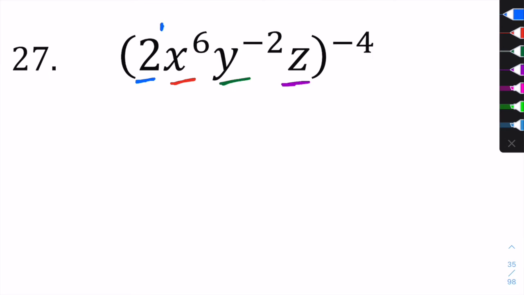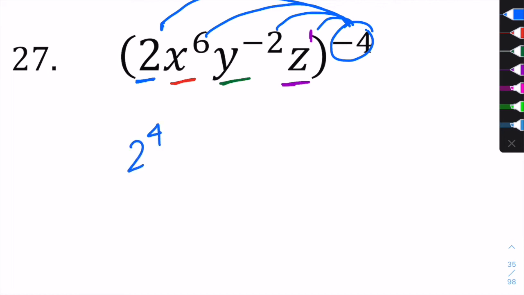Some of the exponents were written already, but not all of them. The 2 had an exponent of 1. The z had an exponent of 1 as well. So now it's time to go ahead and distribute this negative 4. That's going to give us 2 to the negative 4, x to the negative 24th, y to the negative 2 times negative 4 is positive 8, and z to the 1 times negative 4 is negative 4. Okay, we got lots of negative exponents.